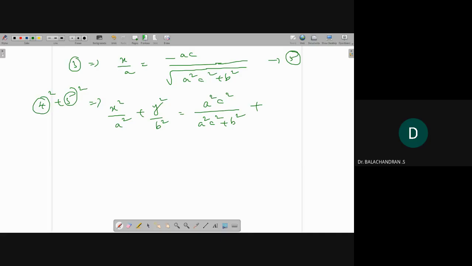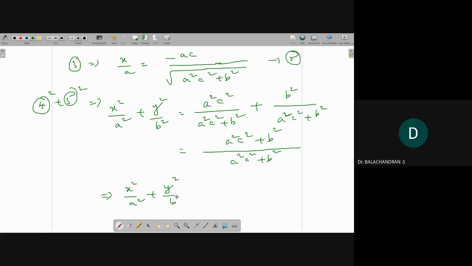plus b square divided by a square c square plus b square. So this is 1. Otherwise, you can write one more step, a square c square plus b square divided by a square c square plus b square. So x square by a square plus y square by b square equal to 1. So this is the singular solution of the given problem. Okay.